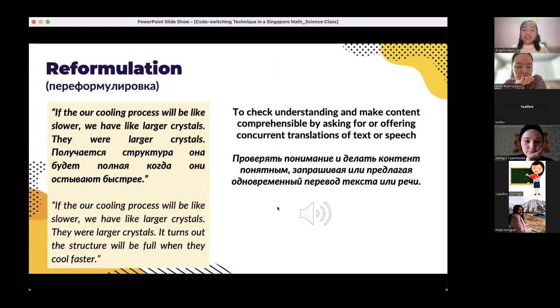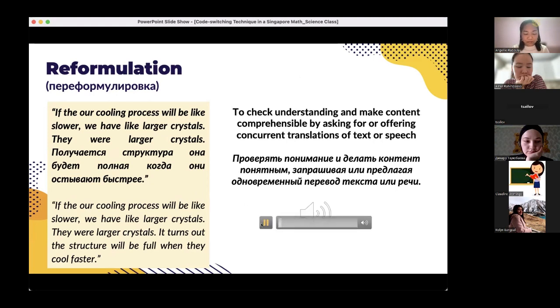The second one is reformulation. Reformulation is something like directly translating the sentences. So this one, you do this, teachers, when you want to make sure that your students really understood what you have said or what was written in your slides. So this is more on understanding or checking understanding and comprehension. So again, let's listen to the audio.